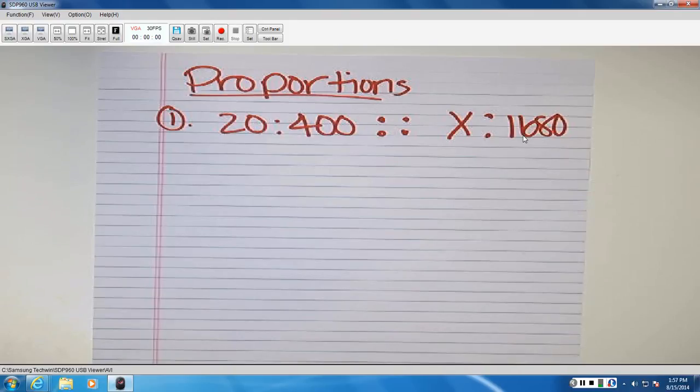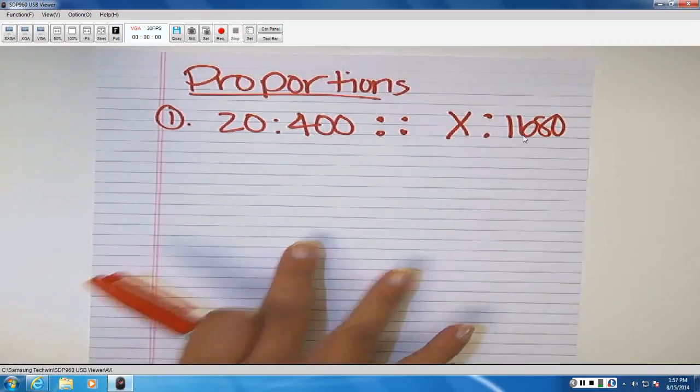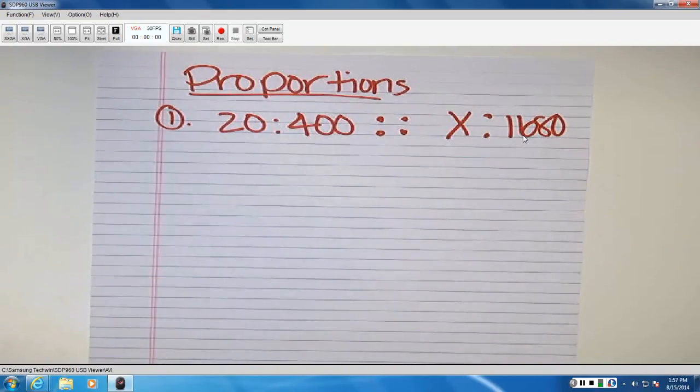Honestly, the fortunate thing is in nursing or in healthcare in general, whenever we are working with proportions, they're normally very simple proportions like this one is. And there's not a whole lot of steps with your math, so yay, good for us.